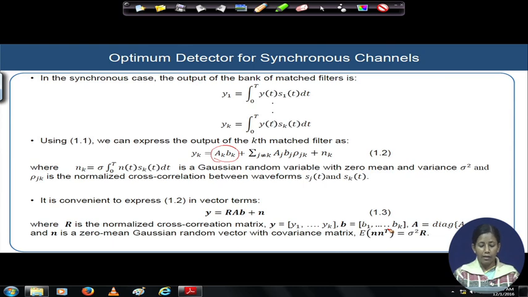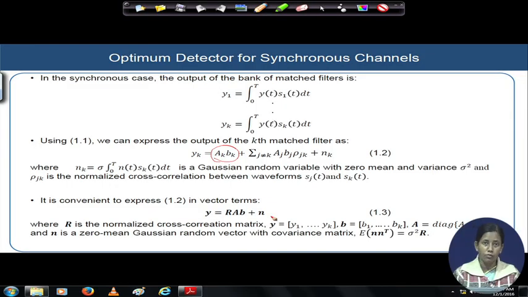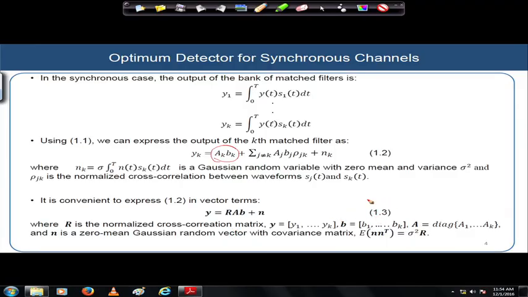So, what we end up with is, at the output of the bank of matched filters, if we see them combined, we will be able to see a matrix representation which is the combination of the transmitted signal vectors, the cross correlation matrix, the noise matrix, the transmitted matrix, and the received amplitude corresponding to that transmitted signal matrix, and you end up with a combination of all these three given by equation 1.3.